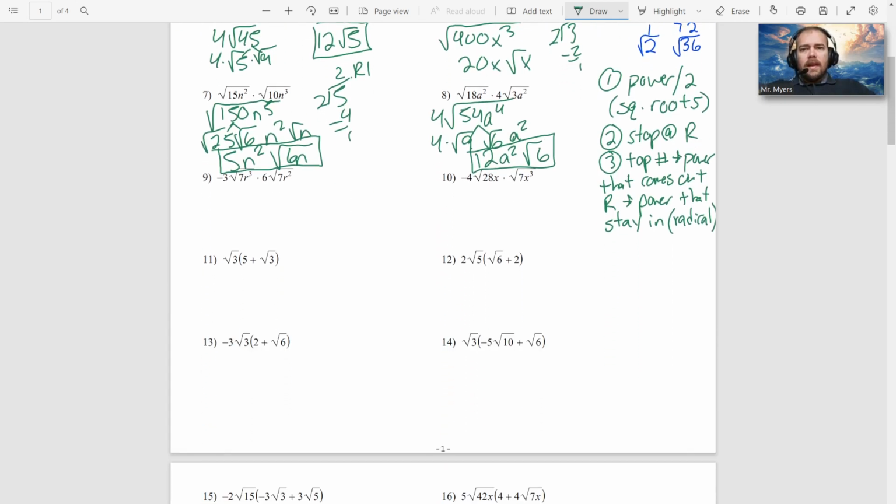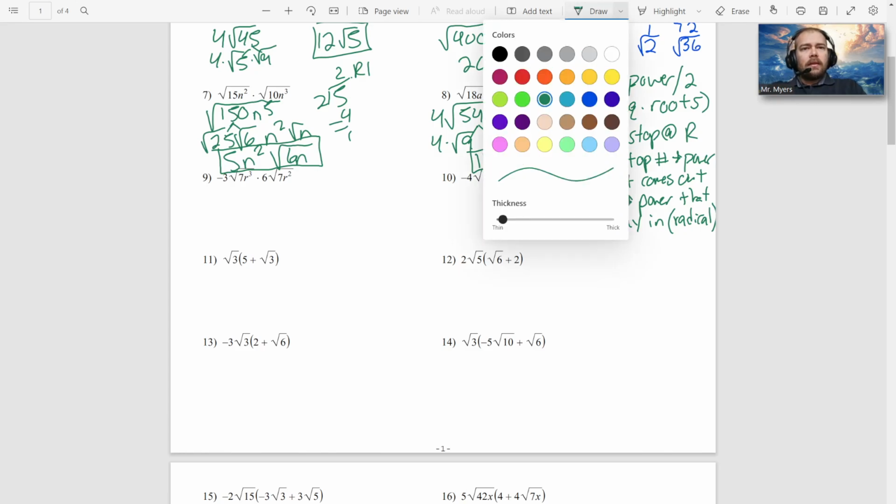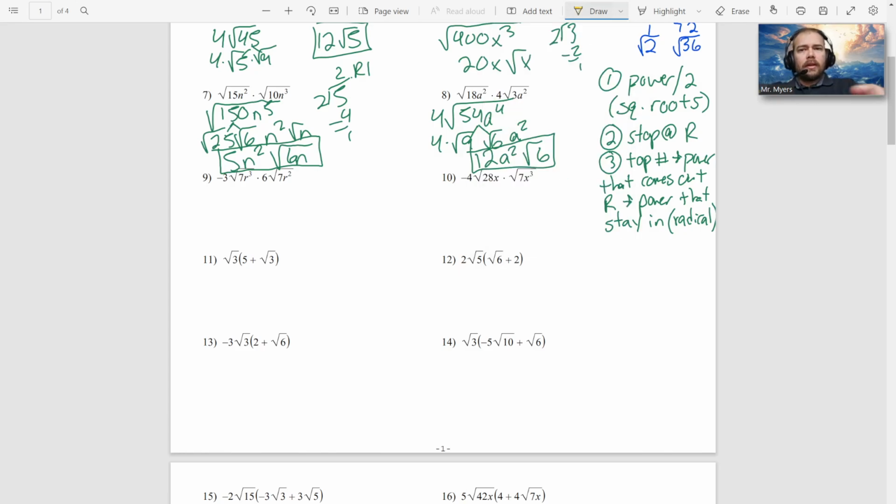Okay, so now moving on, let's go ahead and change colors while we're at it. Let's change to a nice gold color here. So then I have 7 and 7 make 49. r cubed, r squared is r to the 5th. And I have 3 times 6 is 18. All right, so I'm going to put that out front. The square root of 49 is 7. So that's going to be 7 times the 18.